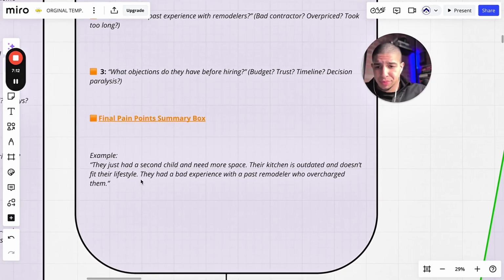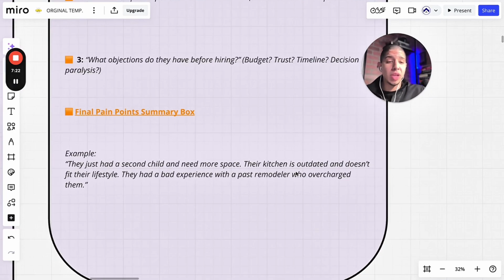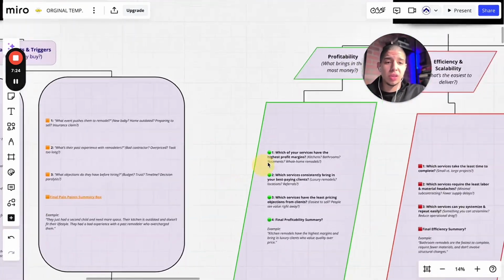This is an example. They just had a second child and need more space. Their kitchen is outdated and it doesn't fit their lifestyle. They had a bad experience with past remodelers who overcharged them. Pretty reasonable. And you'd be surprised how many people go through this. And if you're a contractor, you know this, right?